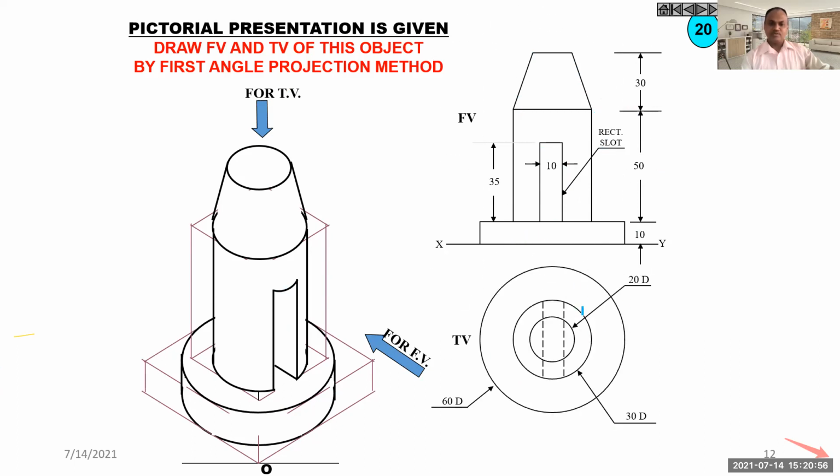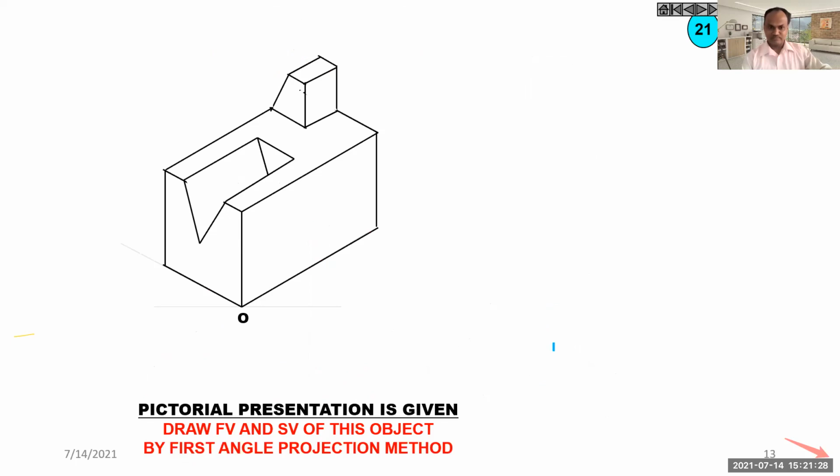Now here, a larger circle, a smaller circle, and the smallest circle. And this slot will be shown by a dotted line. We don't know whether this slot is through or not, but when the second side of that slot is not appearing, we assume it as a through slot. Okay, so we are going to draw it as a through slot completely.